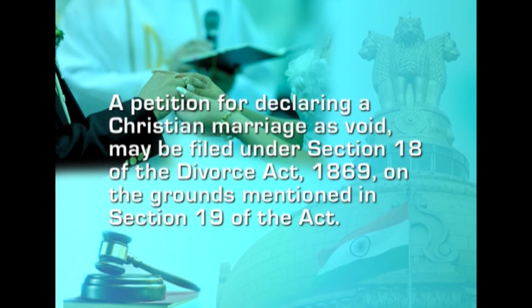Under Christian law, a petition for declaring a Christian marriage as void may be filed under Section 18 of the Divorce Act 1869 on the grounds mentioned in Section 19 of the Act. But the courts have been declaring the marriage void on various other grounds too. Only the parties to the marriage may present a petition to the district court for the said decree.